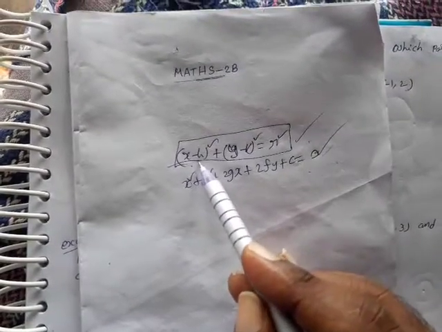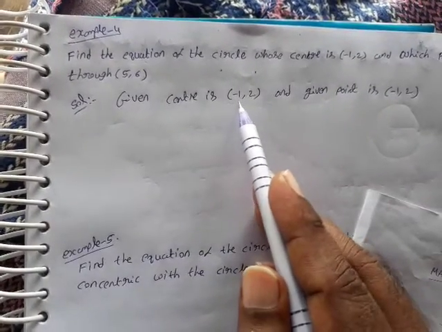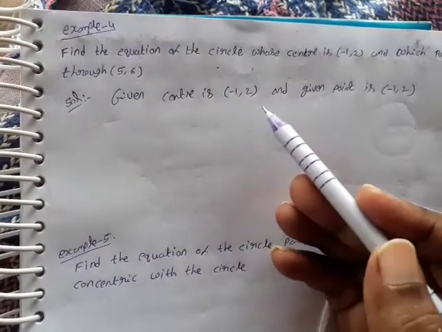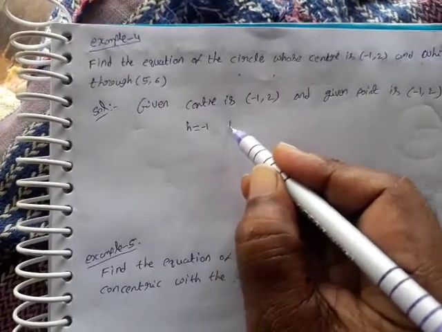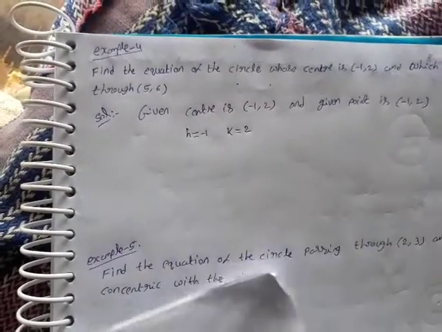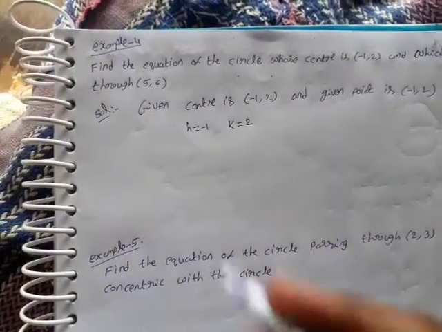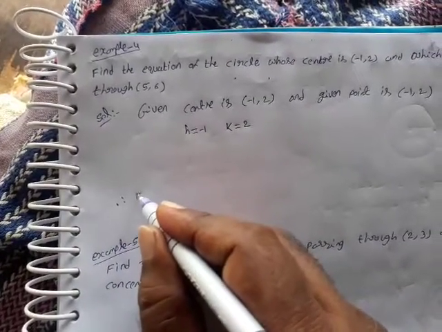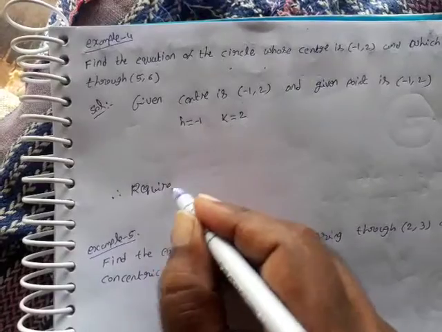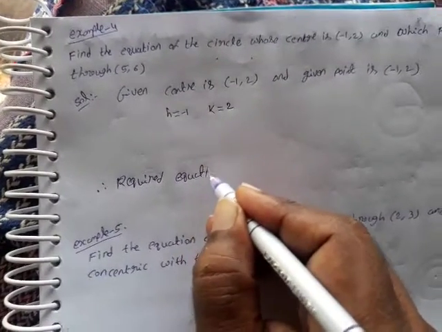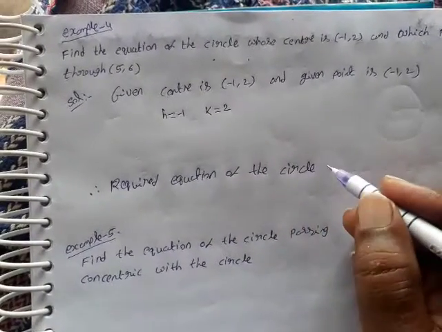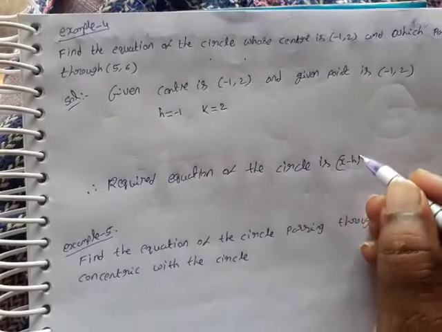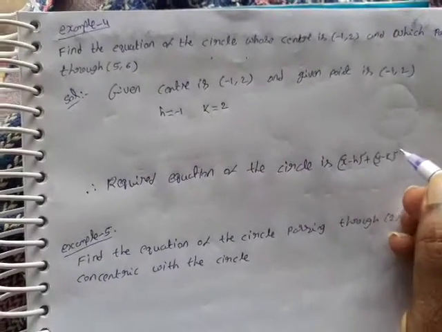Circle equation is (x minus h) whole square plus (y minus k) whole square equal to r square, because they given the center. Center means either h comma k or minus g comma minus f. Then we take h equal to minus 1 and k equal to 2. Therefore, the required equation of the circle is (x minus h) whole square plus (y minus k) whole square equal to r square.